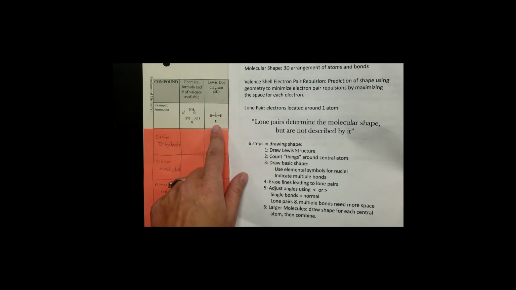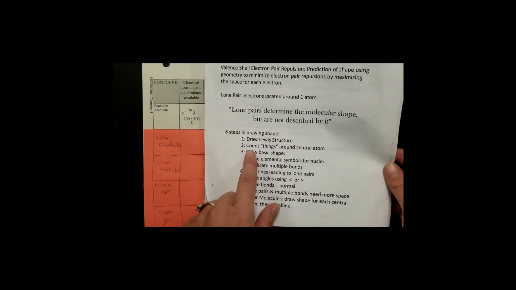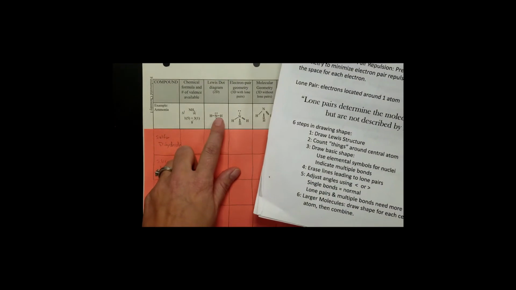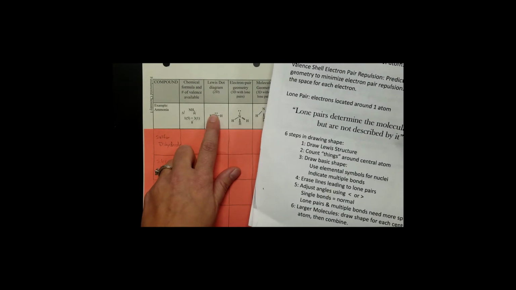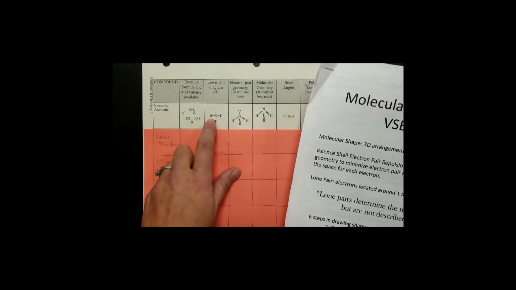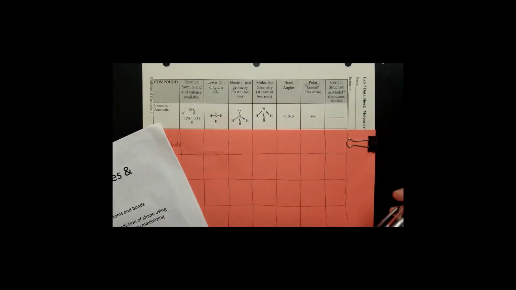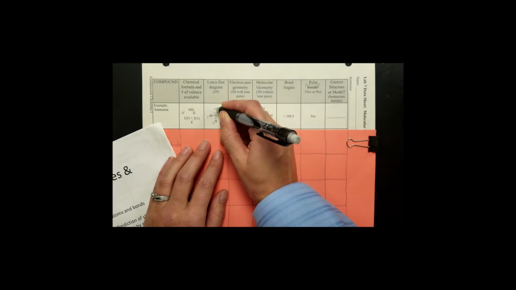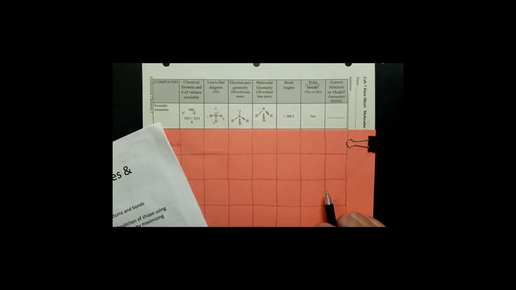The first one is drawing the Lewis structure, and that's what you're doing here. Next, you count the things around the central atom. And when we're talking about things, each atom counts as one thing, and lone pairs count as one thing. So what I have here is a total of 4 things around the nitrogen atom. 1, 2, 3, and then the lone pair is number 4. So to figure out the shape, I go to where the 4s are.